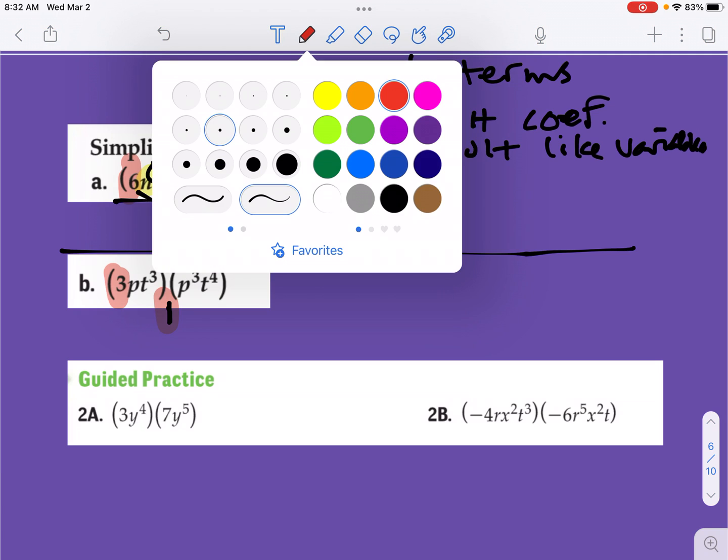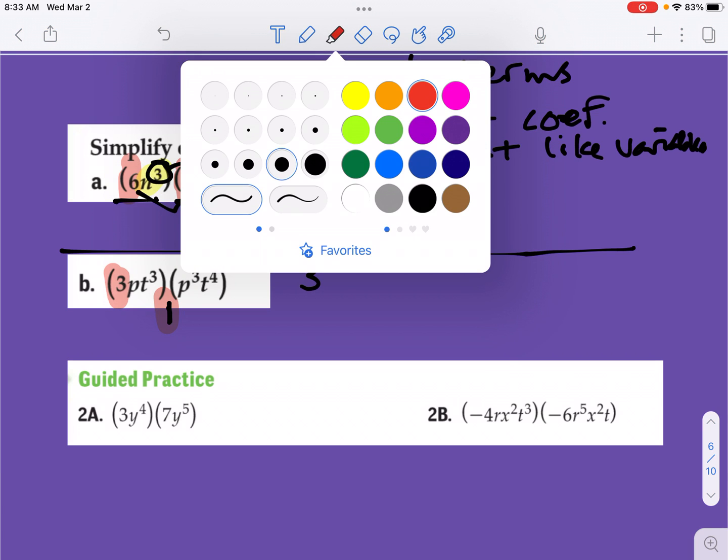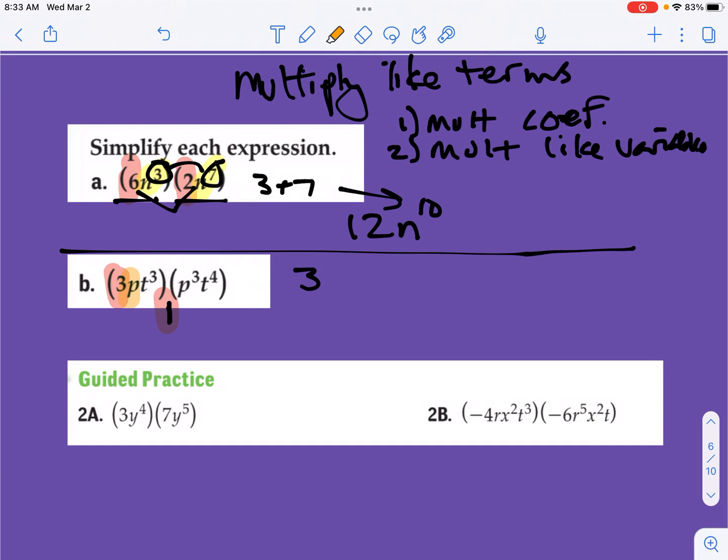So let's multiply our coefficients then, right? So it's basically 3 times 1. And that's easy enough, right? Now let's start with one of our variables because we have two different variables. Let's do p's. So we got p and p to the third. And again, reminder that p equals p to the 1 power. Everything has a power, right? Whether it's written or not. But everything has a power. And if it's not written, it means it's got the power of 1. So p isn't just p. It's p to the 1 power, and then we have p to the 3rd power. So when I combine those, I get p to the 4th power.